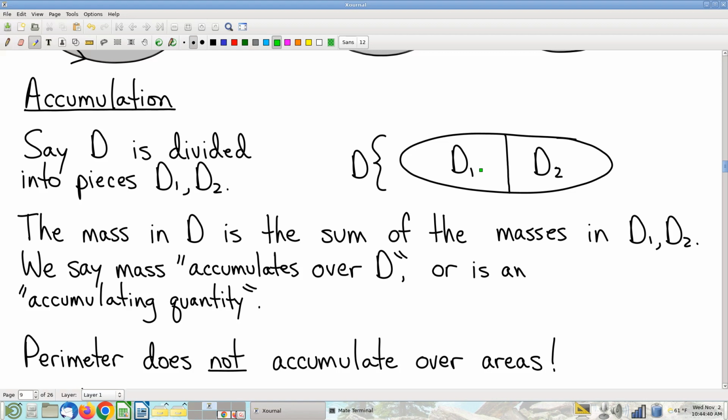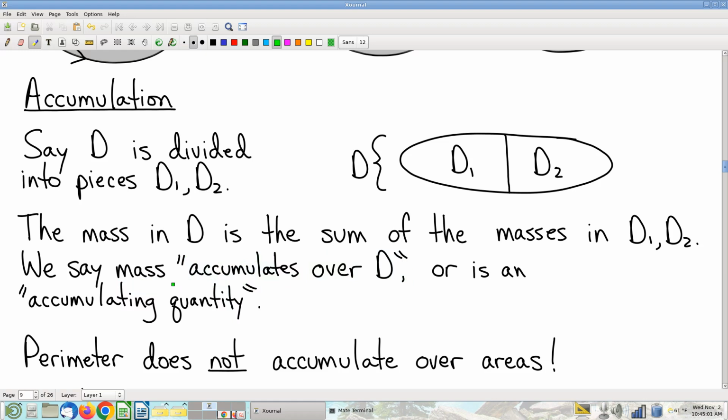Okay. So I'm gonna say then that mass is an accumulating quantity. Or you might say that the mass accumulates over the area in the sense that you can chop up the area and the whole is the sum of the parts. All right? Is that all right terminology?